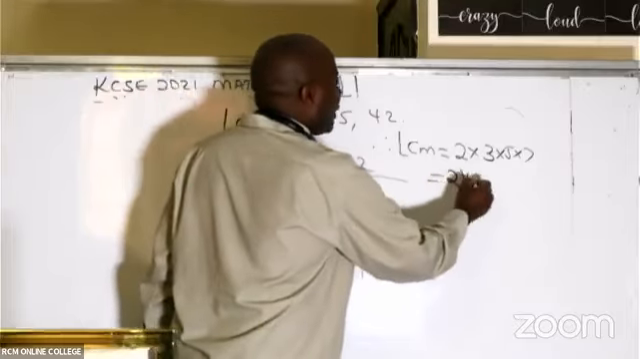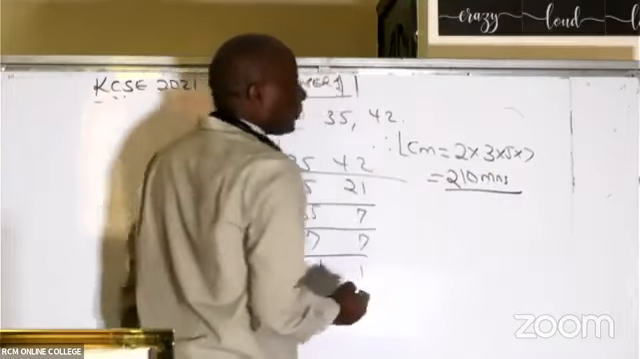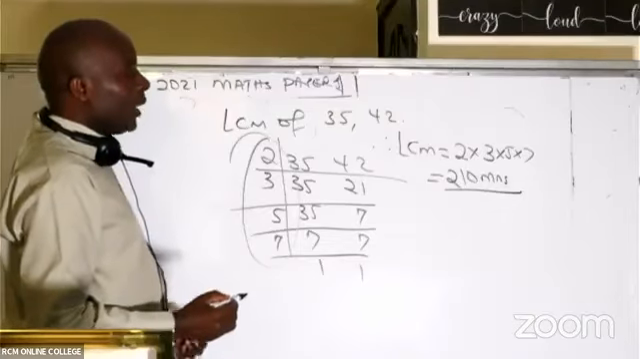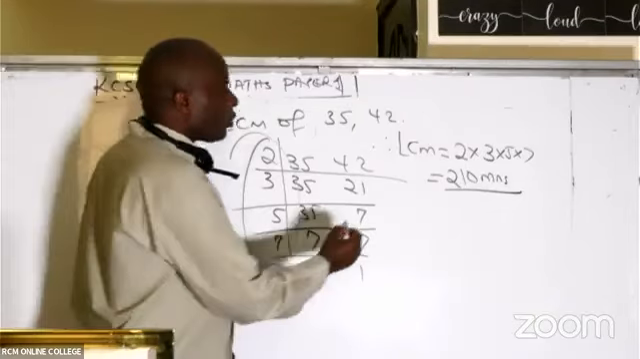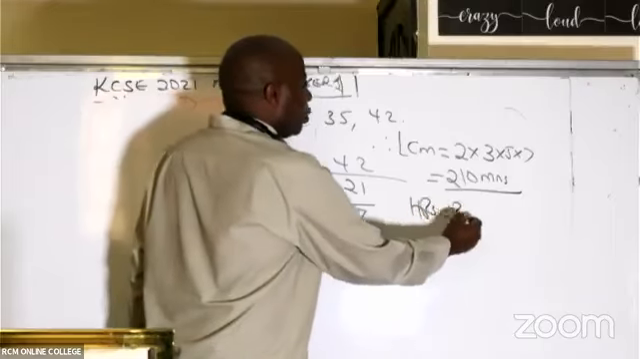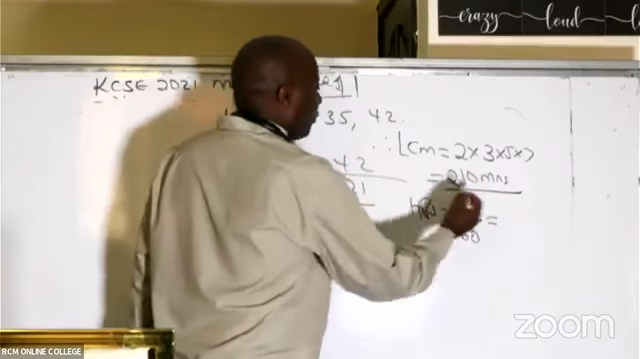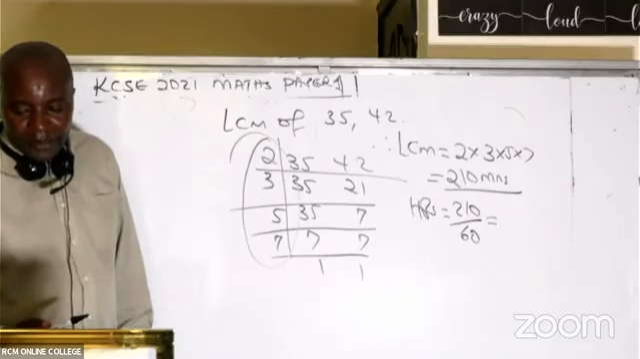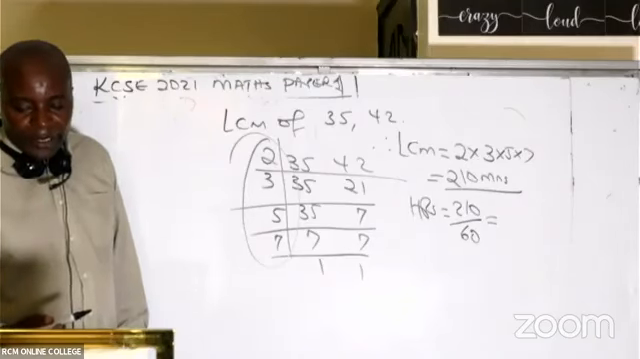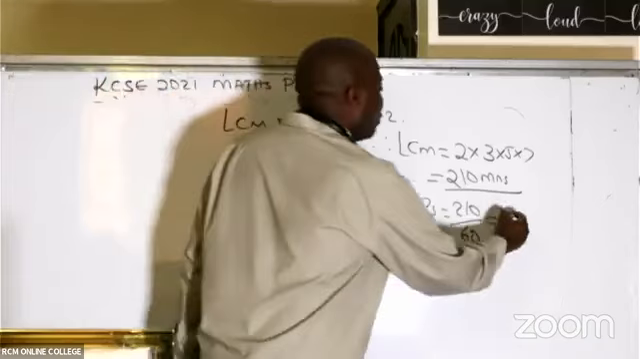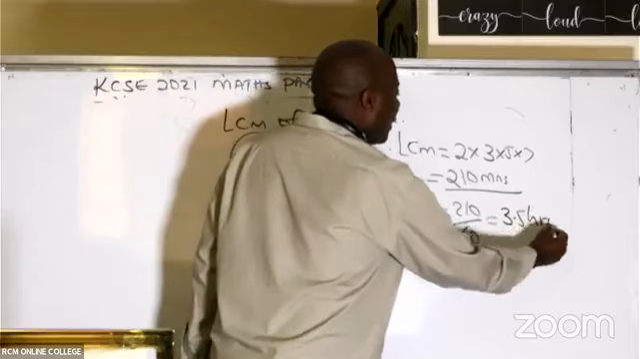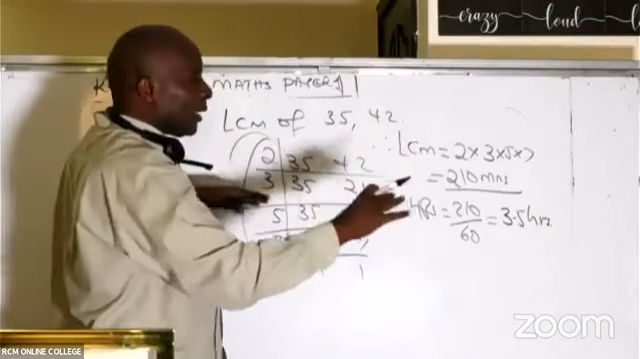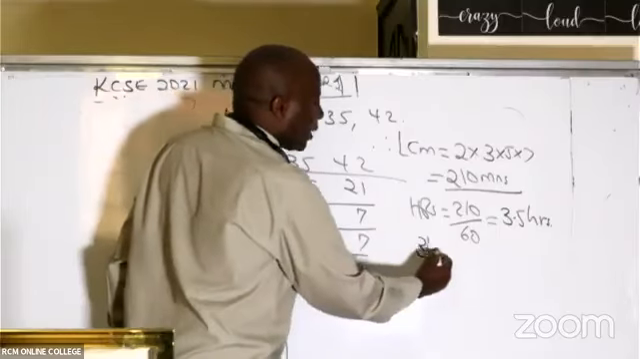So these are 210 minutes. I need to change this to hours, and we know that 60 minutes make 1 hour. So in terms of hours, this will be 210 divided by 60, which gives me 3.5 hours. Is that okay? 3.5 hours. For me to take this to my timeline, I know it has to be 3 hours with how many minutes here?